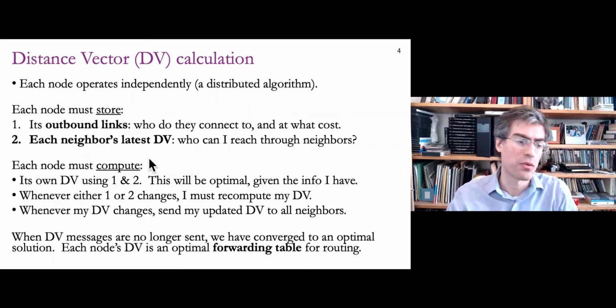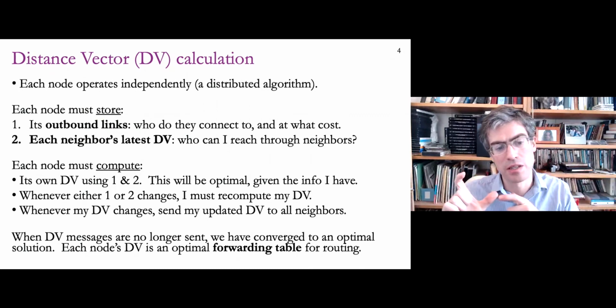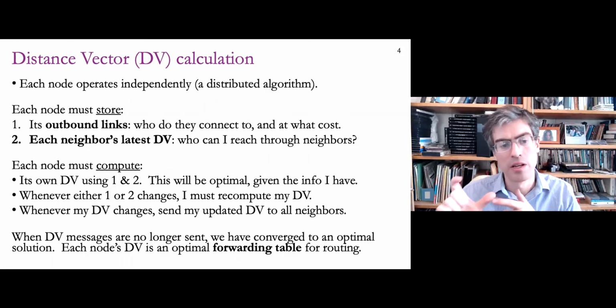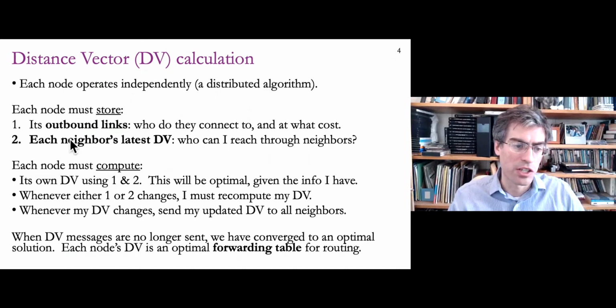So each node is running a calculation loop. Each node can calculate its own distance vector using items 1 and 2, these two things it has. If it knows the outbound links and each neighbor's latest distance vector, it can compute an optimal distance vector by choosing, for every destination among all the destinations listed in all those distance vectors, which sum of outbound link cost plus the neighbor's distance vector value provides the minimal cost to reach the destination. And whenever the information that I'm basing my distance vector on changes, whether it's the outbound links changing or a neighbor's distance vector being updated, there's a possibility that my own distance vector should be changed to reflect that, right?